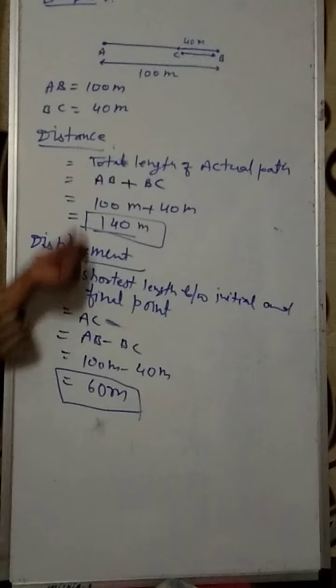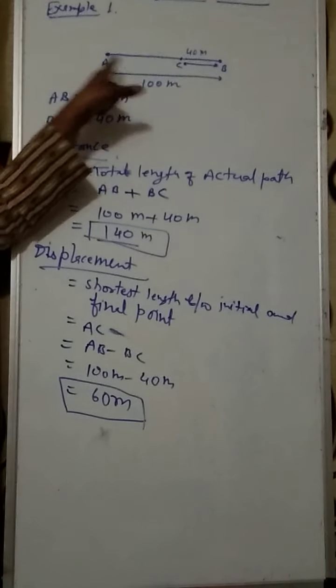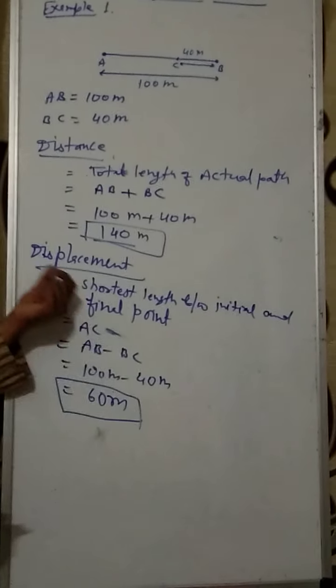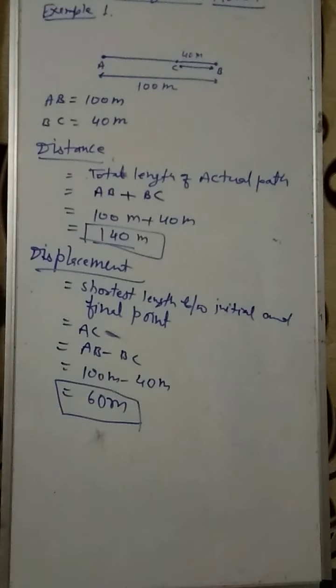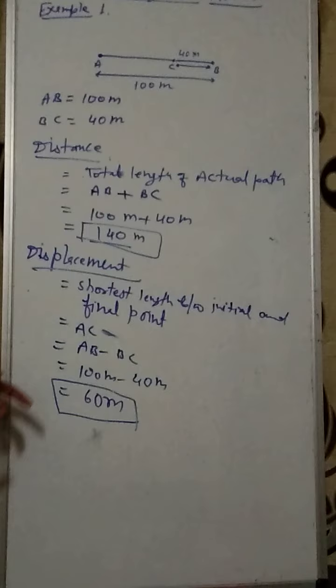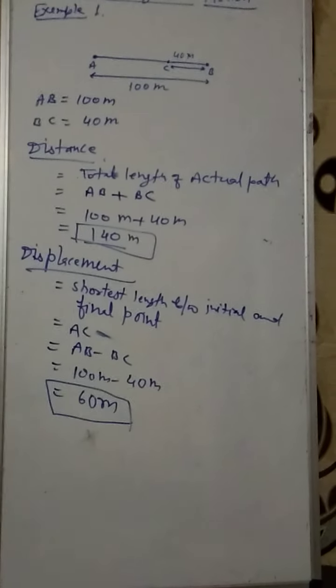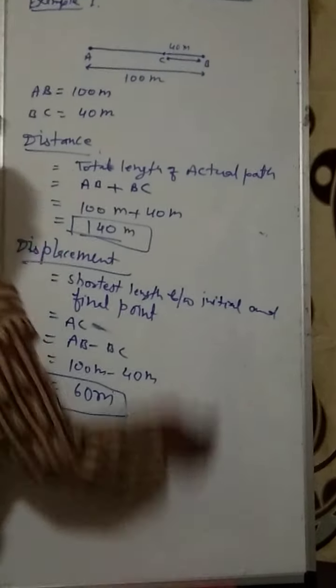So we have taken one example. Distance is the length of actual path, but displacement is the shortest path between initial and final position in a straight line, and that's why displacement is a vector quantity and distance is a scalar quantity. I am again taking another example. Now example number 2.